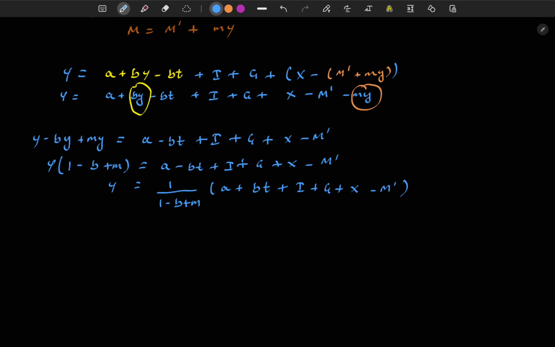So this is it for this video. In the next video I will show you how to derive the export multiplier and the import multiplier. These are the two multipliers in the foreign sector model, and using a very similar process to the one we used in the three sector model, we will be deriving these multipliers in the next video. Thank you so much for watching.